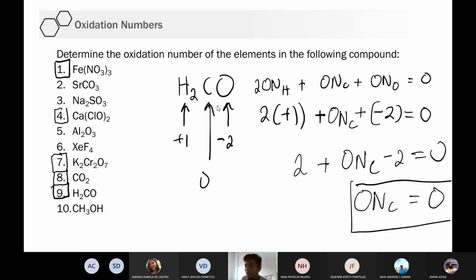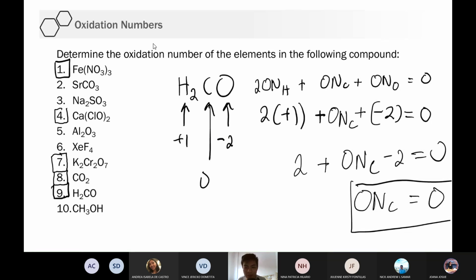So, mapapansin nyo yung carbon, iba-iba yung charge niya, oxidation number niya, no? Kanina, -2, tapos kanina, may example na +4 siya, tapos ngayon, 0 siya, okay? So, that's why wala siya sa table, kasi iba-iba yung kanyang oxidation number. Okay? So, ganyan.